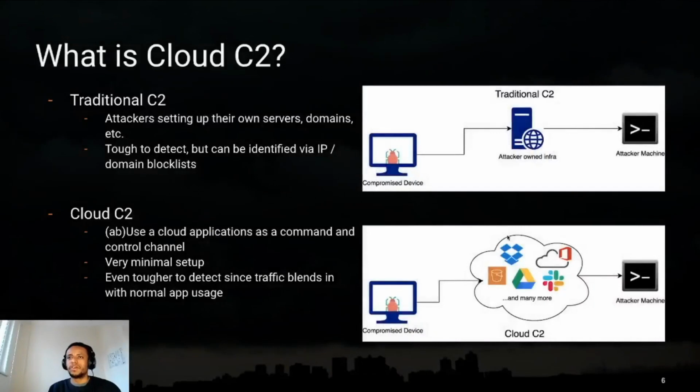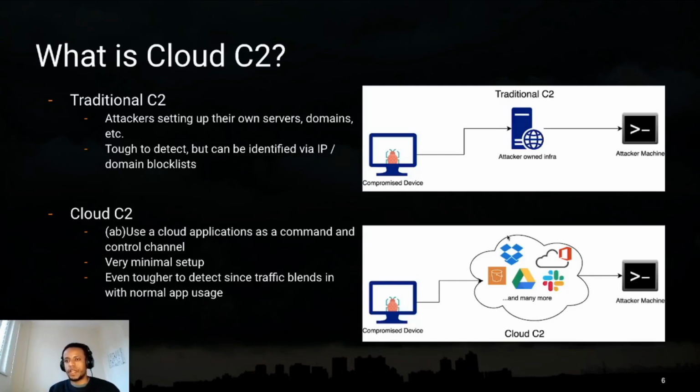Cool. So what exactly is Cloud C2 now that we've defined what command and control is, right? Traditional C2 is set up on the top right. You can see it's a compromised device polling back to attacker-controlled infrastructure, right? This attacker-owned infrastructure has been set up by the attacker themselves. So they've set up their own servers, their own domains if they need to, that will essentially be the place where an asset will reach out to once it's been compromised to pull for commands, right? This is tough to detect, especially with tools that we've mentioned in the previous slide like Cobalt Strike and Empire, but it can still be identified by good threat intelligence, and IP and domain block lists.